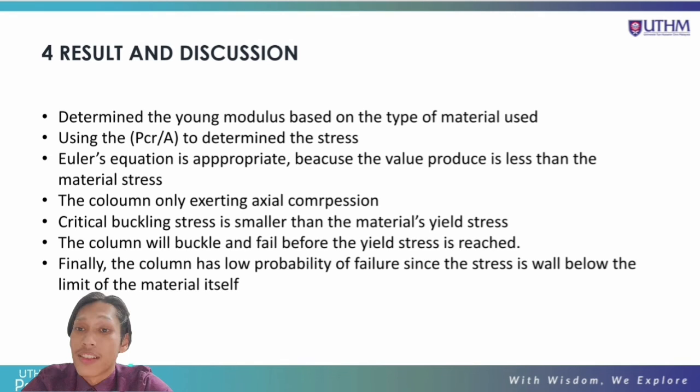When only exerting axial compression until the tension in the column approaches the material yield stress, it might cause the column to fail. However, the critical buckling stress is smaller than the material yield stress. The column will buckle and fail before the yield stress is reached. Based on this research and the calculation made, the column has a low probability of failure since the stress calculated is well below the limit of the material itself.